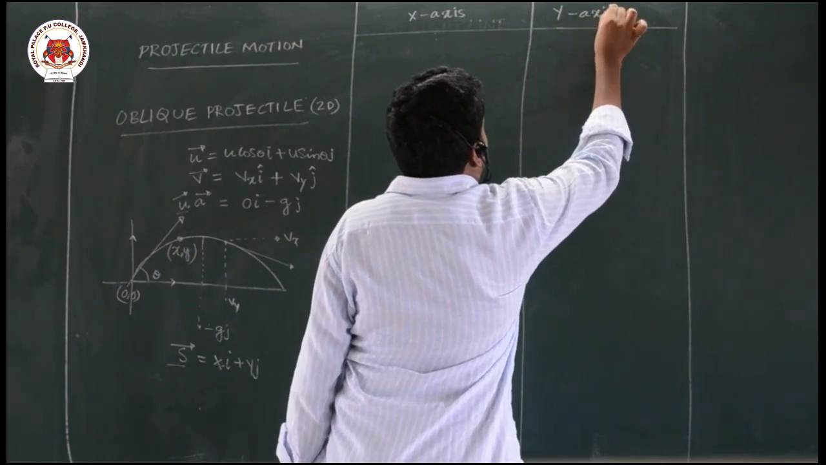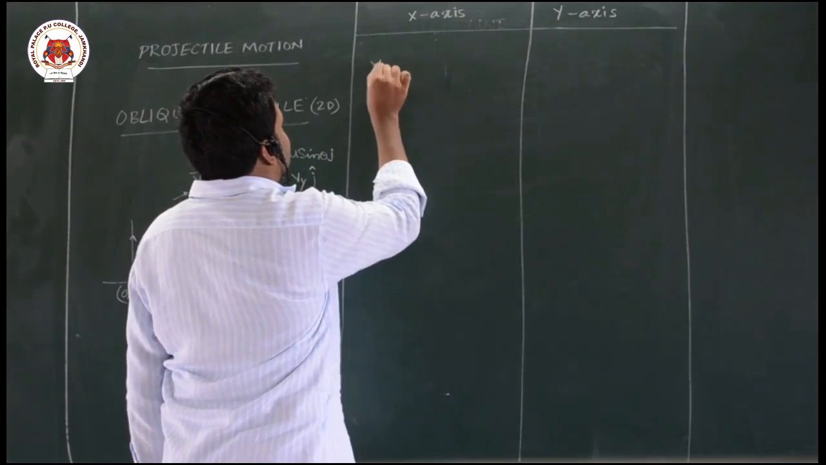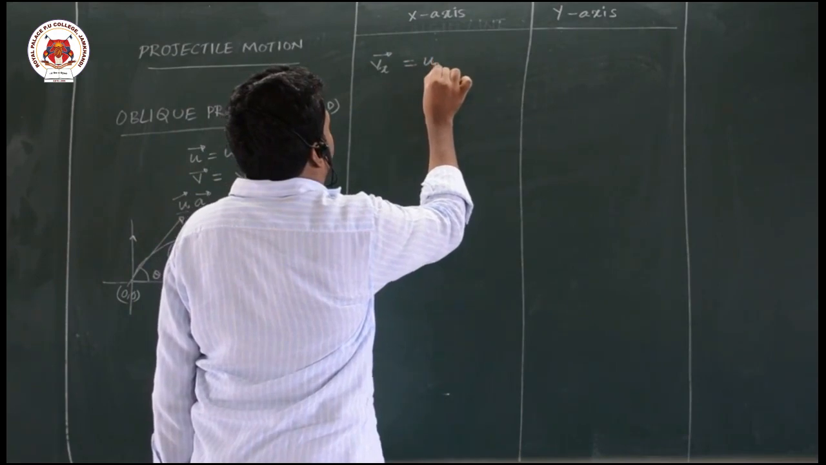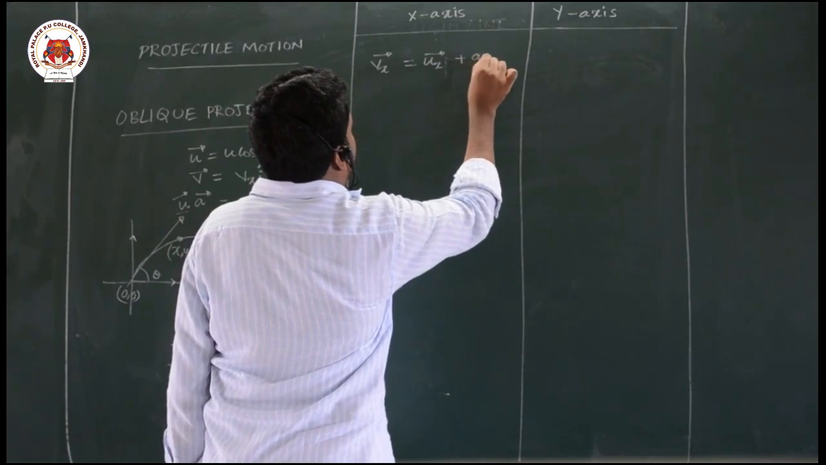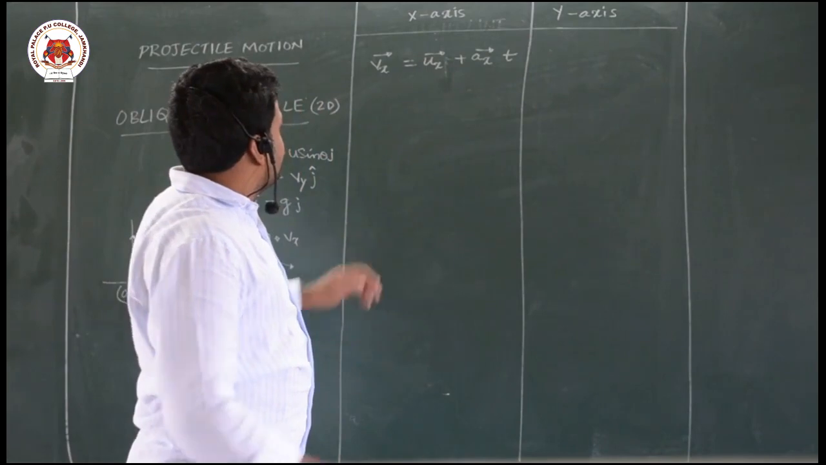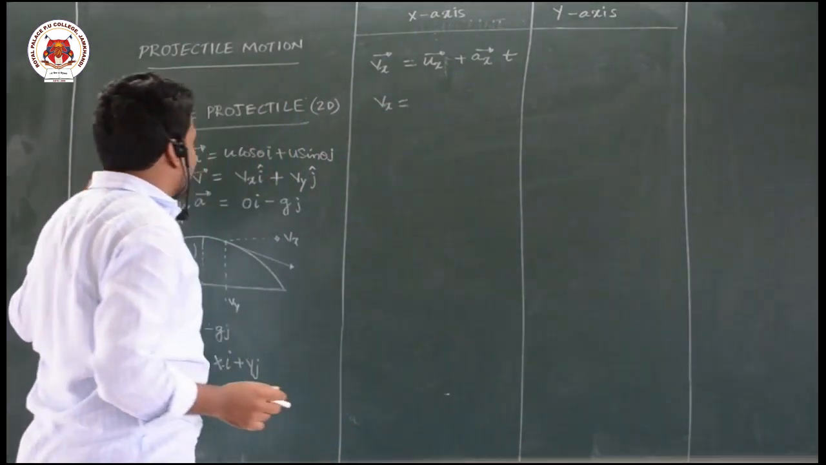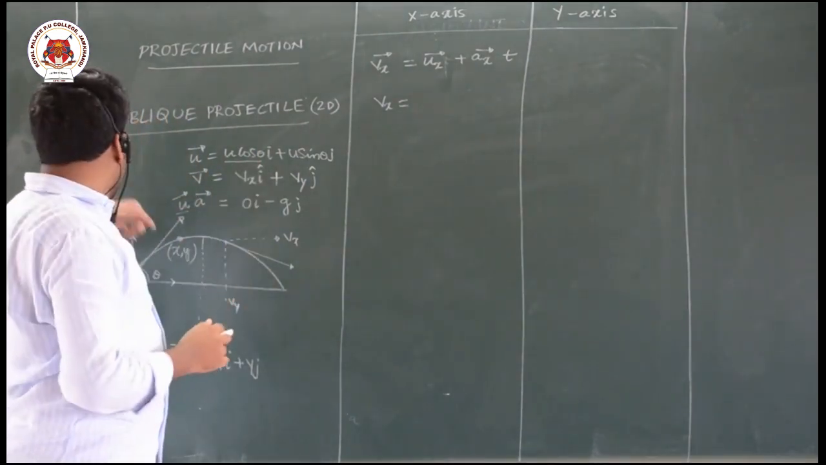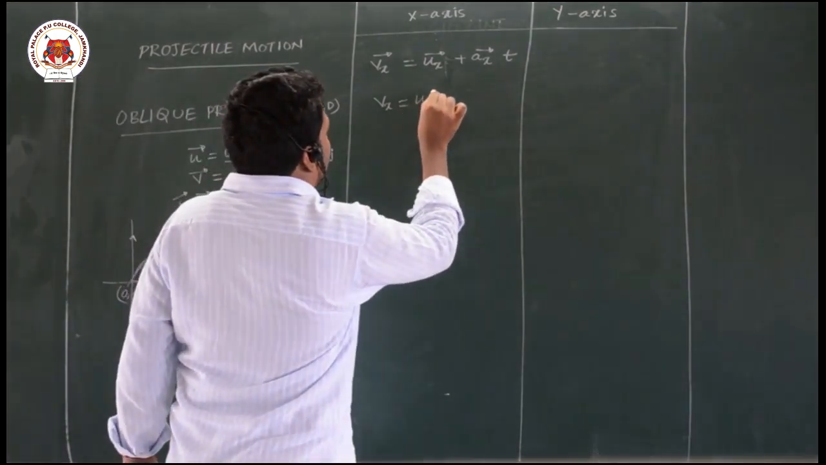the formulas very easily. So first I am finding along x-axis, Vx bar is equal to Ux bar plus Ax bar into T. I am writing in vector form. So Vx is equal to, what is the initial velocity along x-axis? So initial velocity along x-axis will be u cos theta. Why? Because you have given u bar, it is u cos theta i plus u sin theta j. So Vx is equal to u cos theta.